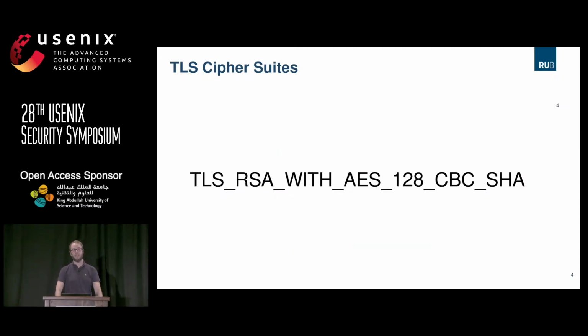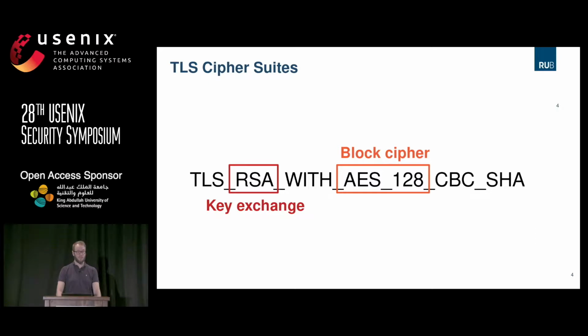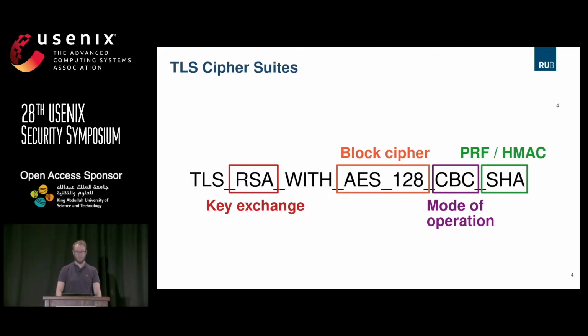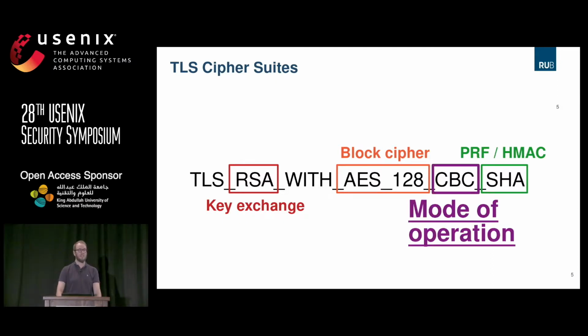So in TLS there's this concept called cipher suites. A cipher suite is a set of cryptographic algorithms which you can negotiate for a session. In this example, we have RSA as the key exchange algorithm, AES as the block cipher, and the block cipher is used in the mode CBC, and as a pseudo-random function, in the HMAC we use SHA-1. In this talk, we only attack cipher suites which use the CBC mode as a mode of operation. So if a cipher suite is negotiated which does not use the CBC mode, you are not vulnerable to the attack presented here. So how does the CBC mode actually look like in TLS?